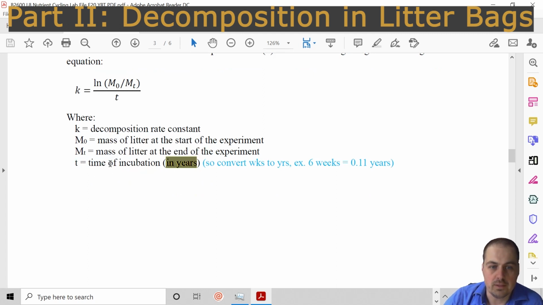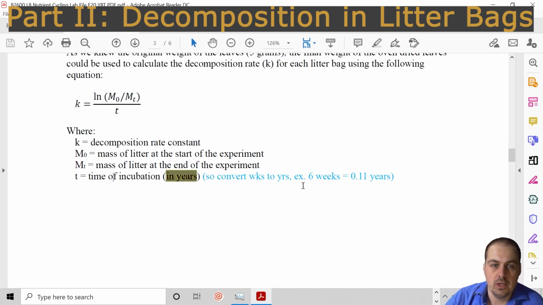It's important to remember that T is a value in years. It just needs to be the year value in order for this equation to work out. Because we've been dealing with weeks, specifically 6 weeks, that's how long they were in the river, you're going to need to convert that to years. So 6 weeks divided by 52 weeks for a year equals 0.11 years. Keep that in mind, and I'll mention that again when I'm talking about the discussion.